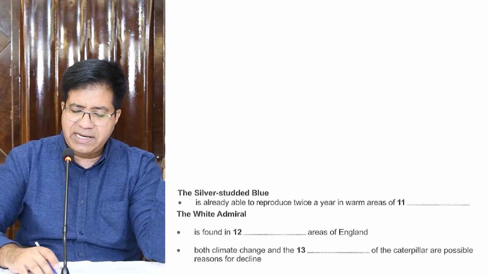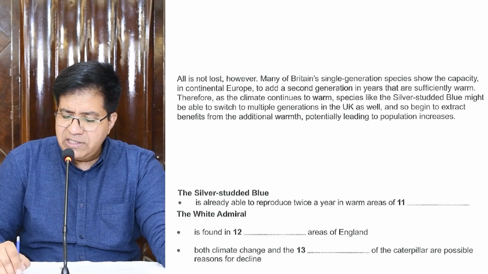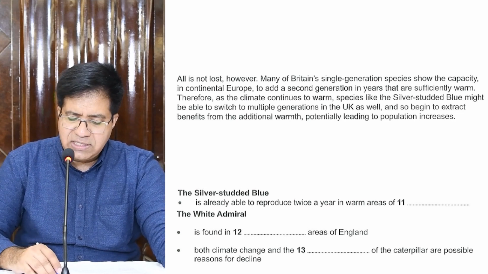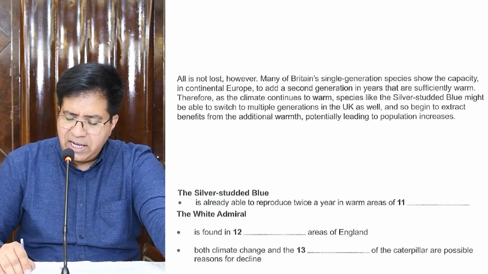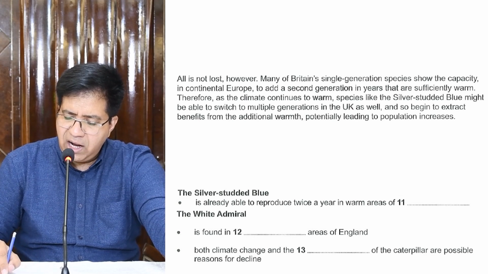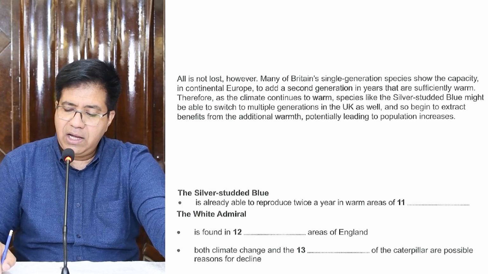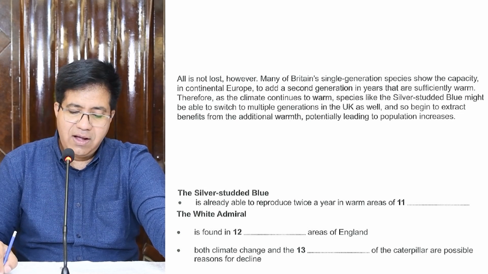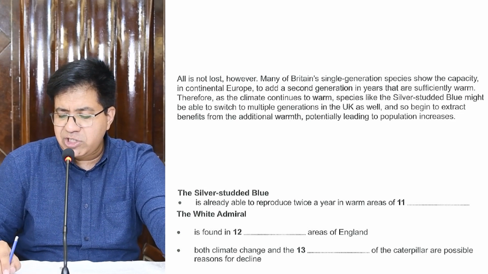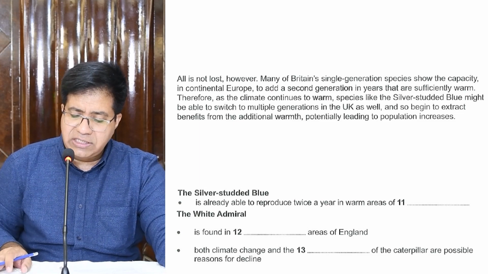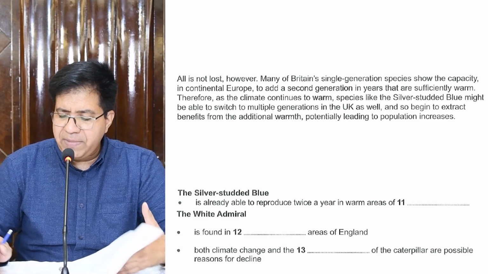So please come back. Second last paragraph. All is not lost. However, many of Britain's single generation species show the capacity in continental Europe to add a second generation in years that are sufficiently warm. Now, what's the answer? The answer is in these two lines. Well done. All is not lost. However, many of Britain's single generation species show the capacity in continental Europe. What's the question? Is already able to reproduce twice a year in warm areas of Europe.